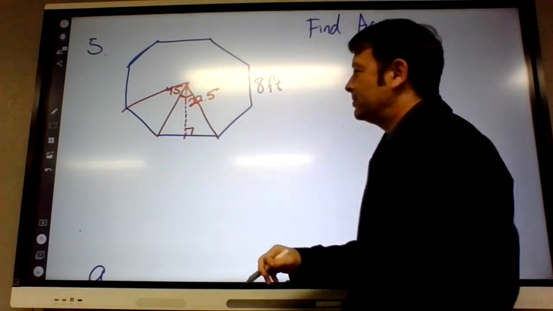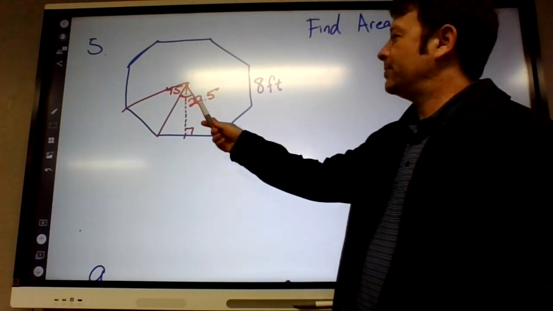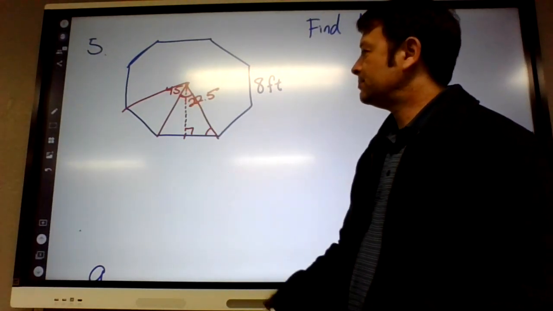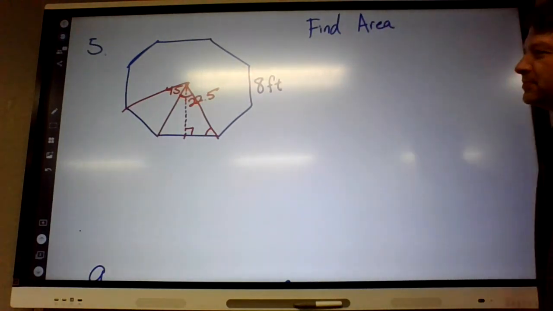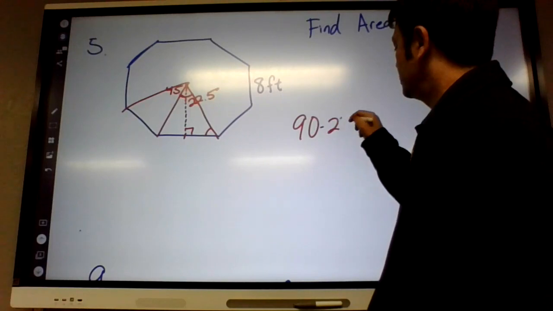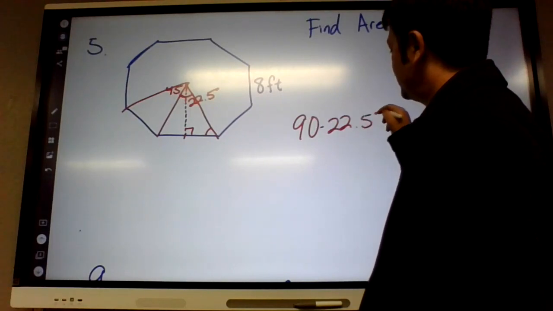Okay, we can actually use that angle, but normally we found this angle. How did we find this angle? 90 minus 22.5, that's 67.5.